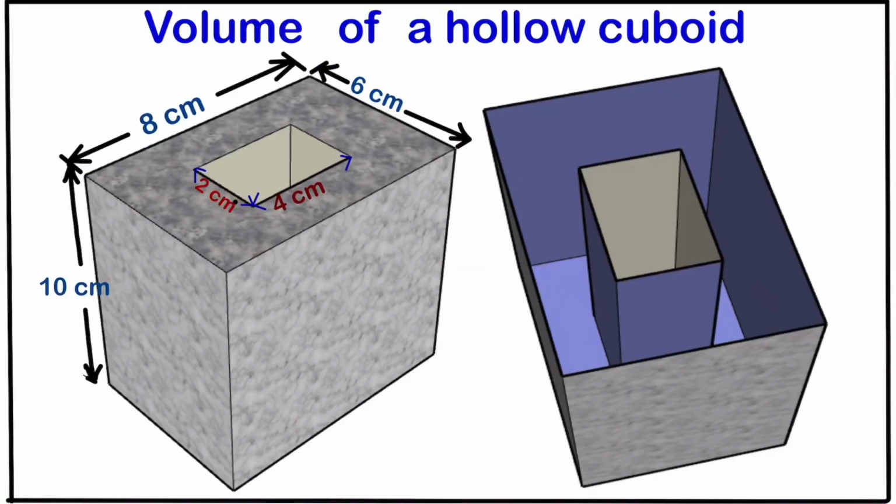Hello, welcome once more to Mathematics Pro. So today we are going to calculate the volume of a hollow cuboid. So looking at this hollow cuboid, we can see that there is some space inside here. So there's an empty space in the form of a cuboid, and here you can put like liquid or water. So let us look how to calculate the volume of this hollow cuboid.